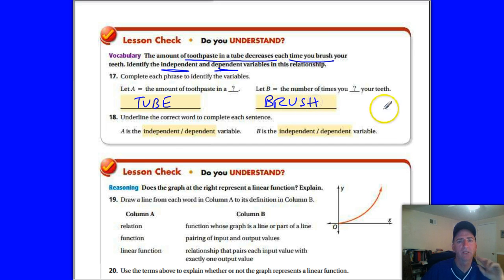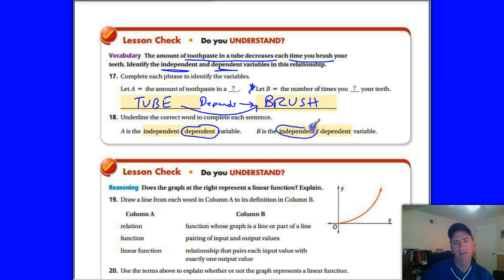So think about which one of those can you control. Which one can you control? That's the independent variable. What you can control is the number of times you brush your teeth. So the amount of toothpaste in the tube depends on the number of times you brush. Therefore A, the amount, is the dependent variable because the tube depends on the number of times you brush. B is independent because that's what you have control over, how many times you've brushed your teeth.